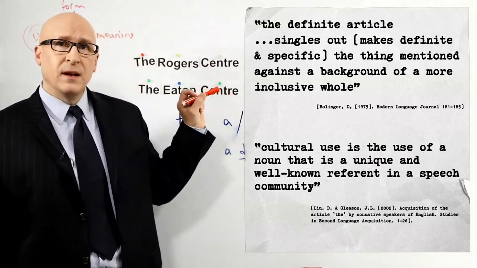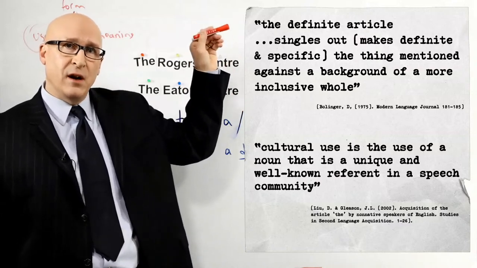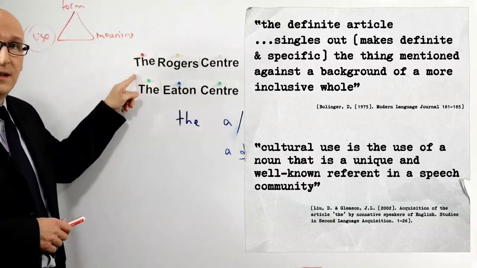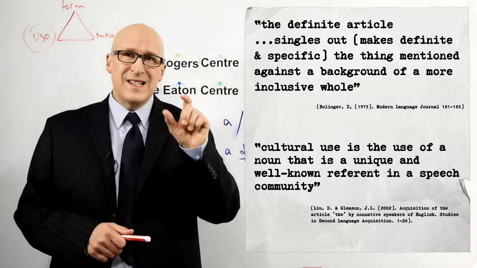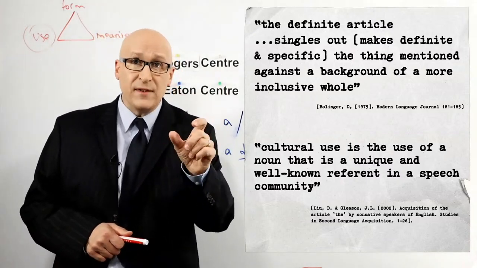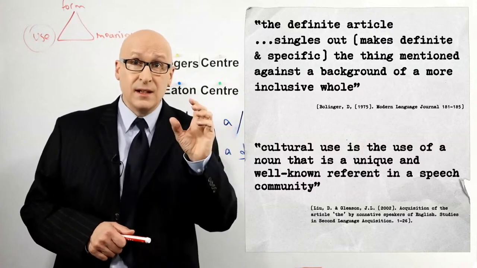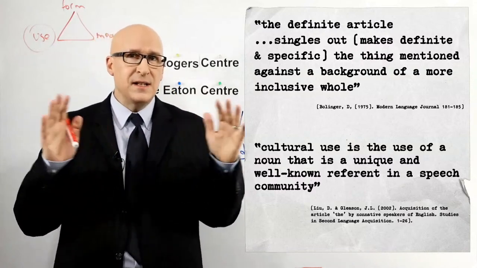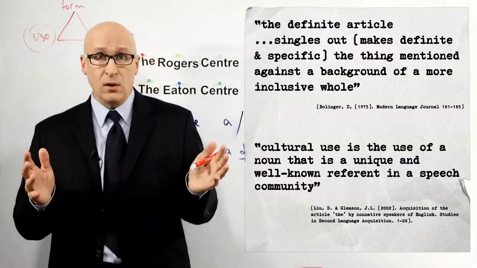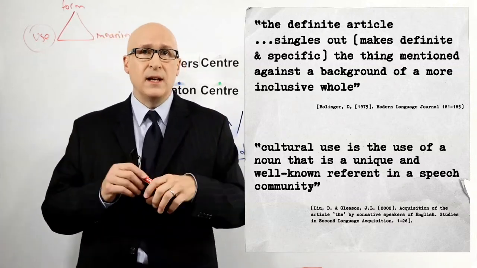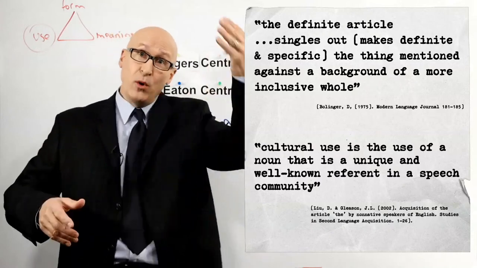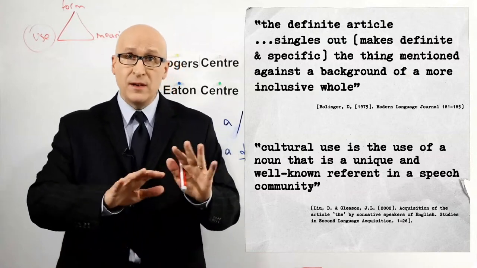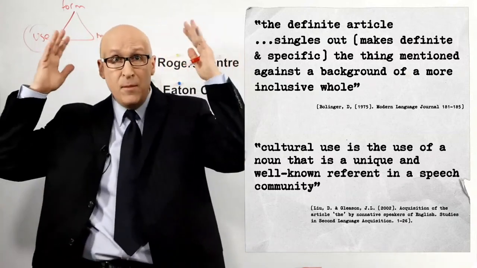Bollinger is a grammarian. And Bollinger says the definite article, the, right? We're talking about the, good old the. The definite article, the, singles out or makes definite and specific, makes something, a noun, definite or specific, the thing mentioned against a background of a more inclusive whole. Let's think about that. The thing mentioned, the thing you already mentioned, against a background of a more inclusive whole. Now, they're not talking about a physical background. They're talking about a knowledge background.